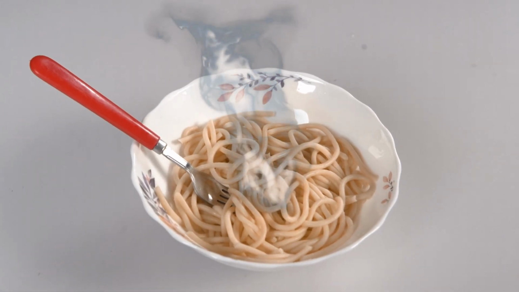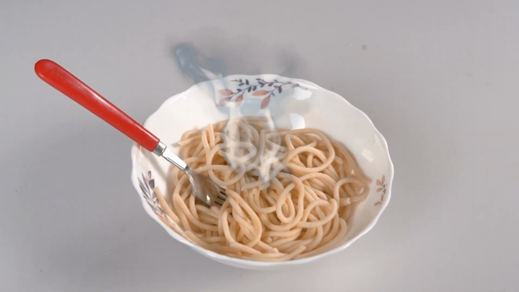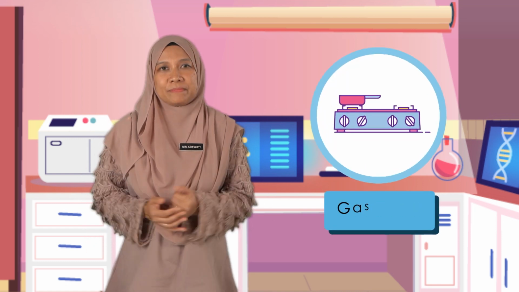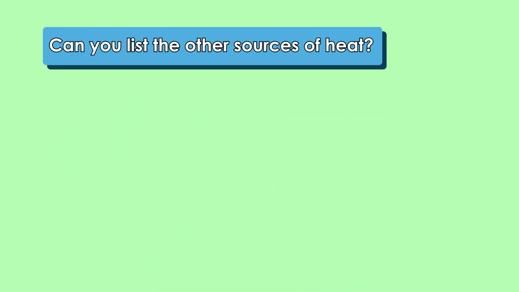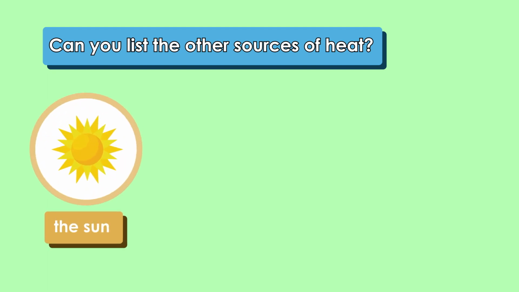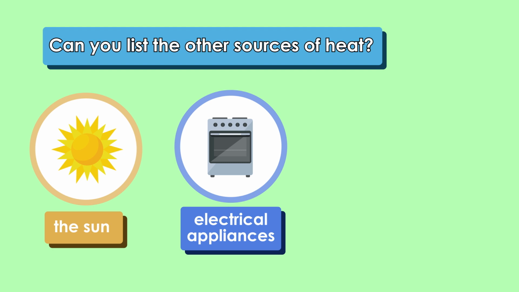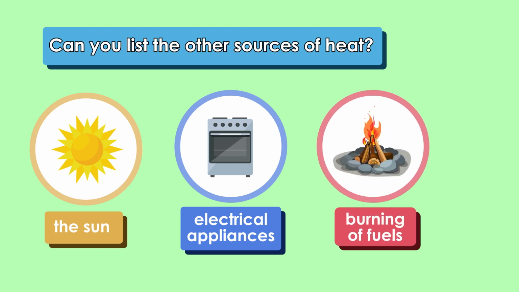Today, we will learn about heat. Boys and girls, on this table here, I have a bowl of boiled spaghetti that is still hot. Where does the heat come from to cook this spaghetti? Yes, it comes from a gas stove. Can you list other sources of heat? Good. Heat is obtained from the sun, electrical appliances, and also burning of fuels.